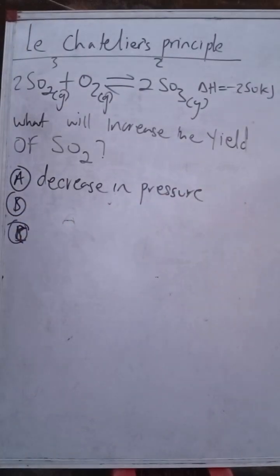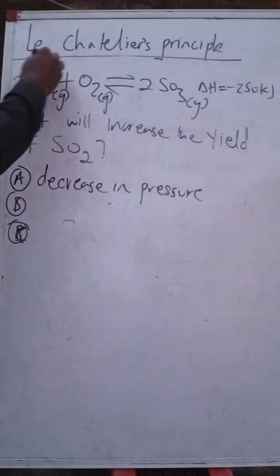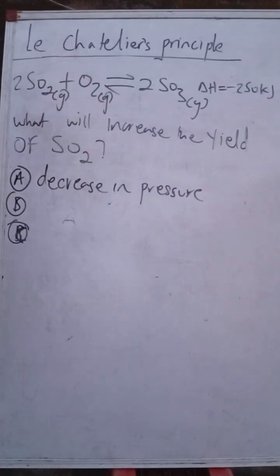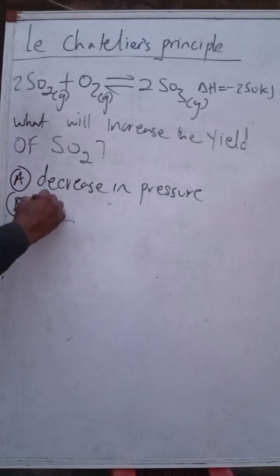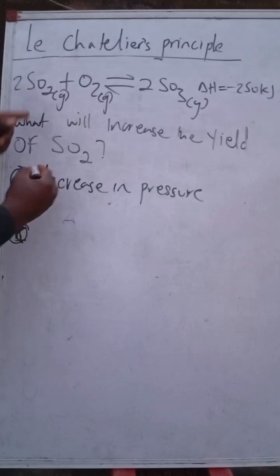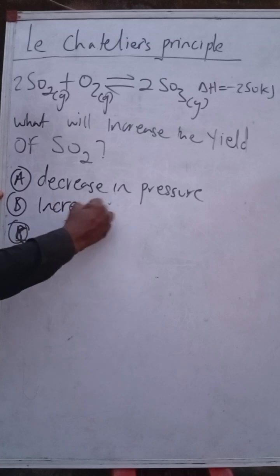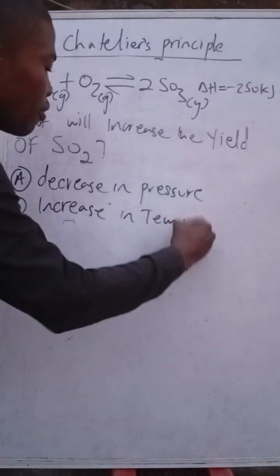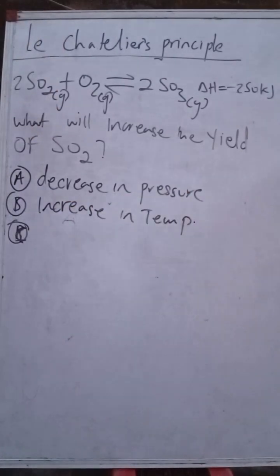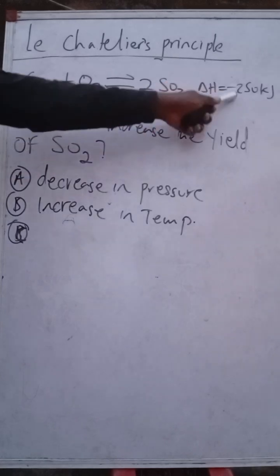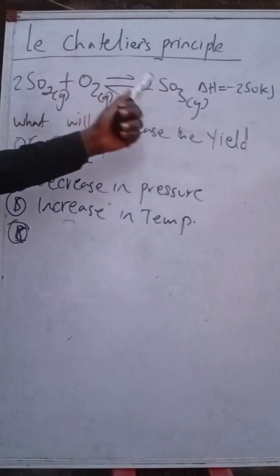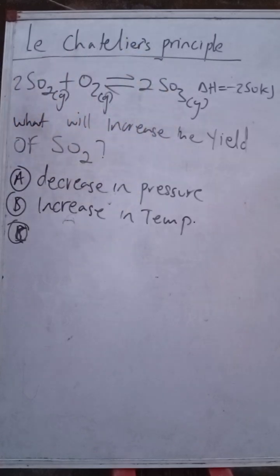What about temperature? The forward reaction is exothermic. And I told you an increase in temperature shifts the equilibrium to the left for an exothermic reaction. If you don't know, shift the video backward and you will see why. So what will favor the production of more SO2, a reactant, is an increase in temperature. Increase in temperature shifts the equilibrium to the left for an exothermic forward reaction.